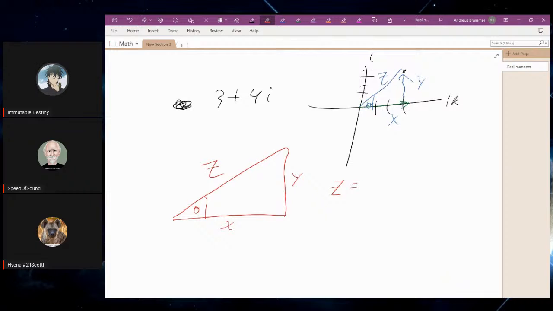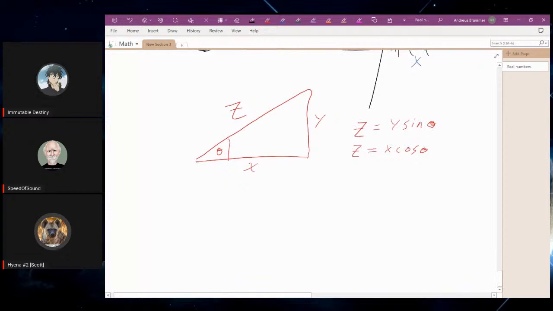So z is y sine theta, and z is also x cosine theta. Now, it's been a while since I've had trigonometry, but right. These are basically adjacent, tangent. Right.